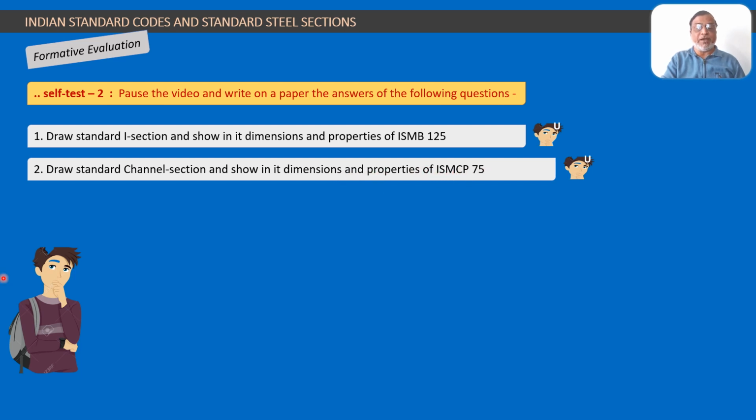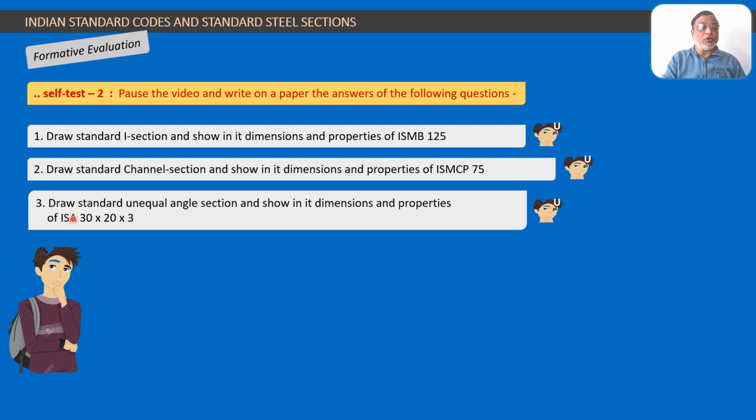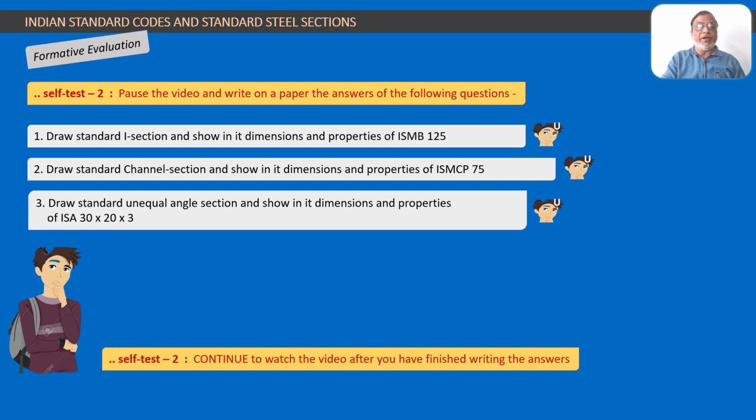The second is draw standard channel section and show in it dimensions and properties of ISMCP 75. The third is draw standard unequal angle section and show in it the dimensions and properties of ISA 30 by 20 by 3. All these three questions are of understanding type. If you have finished your work, then you can continue with the video.